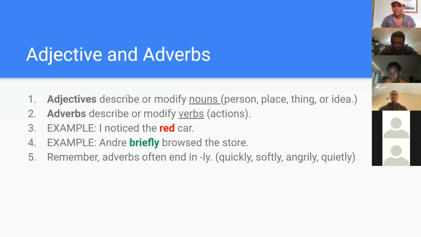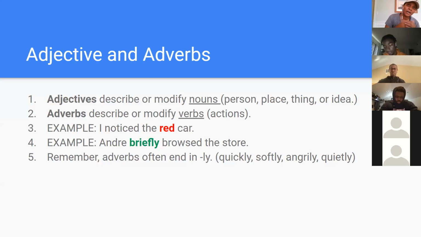Adjectives describe nouns, what we talked about, that person, that place, that thing. A beautiful woman, beautiful being the adjective, woman being the noun that it is describing. Adverbs describe or modify verbs or actions, right? So he didn't just bounce the ball, he bounced the ball quickly, right? And you can usually tell that adverbs end in -ly. He bounced the ball quickly. So, for example, I noticed the red car. What kind of car? What does the car look like?